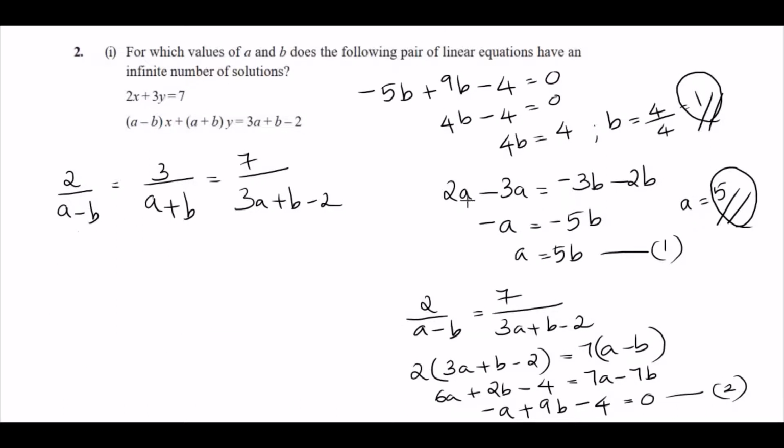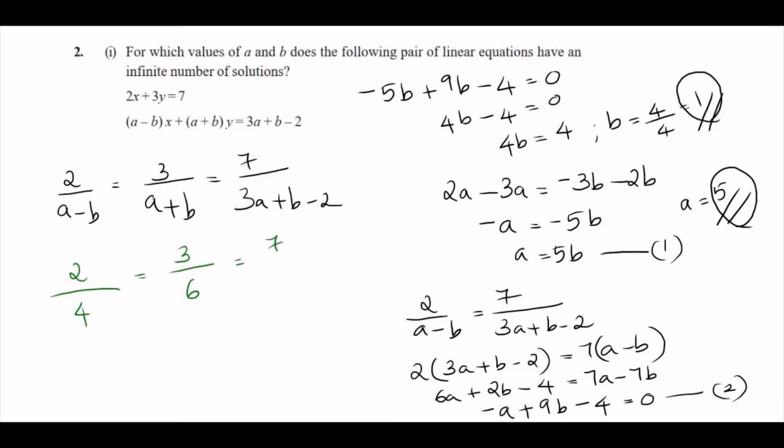Now just substitute these values of a and b in the equation. You will get 2 by a is 5 and b is 1. So 5 minus 1 is 4. That is equal to 3 by a is 5 and b is 1. So 5 plus 1 is 6.